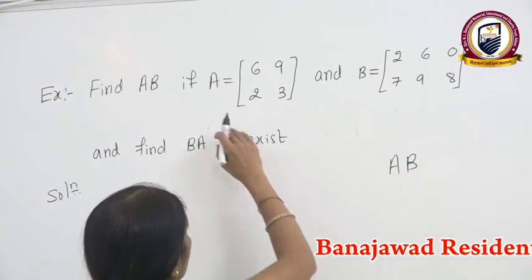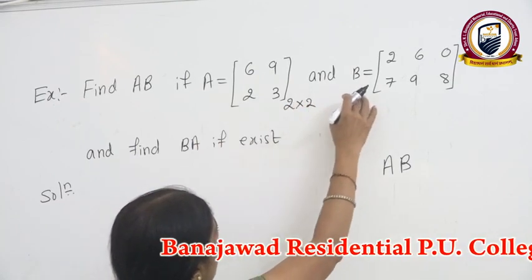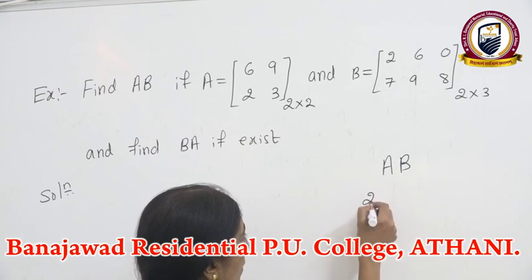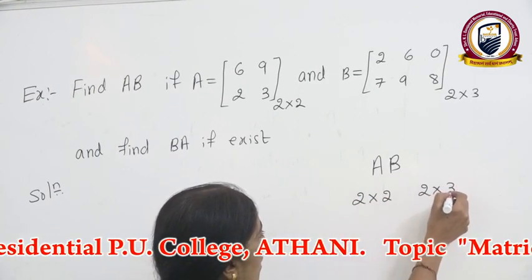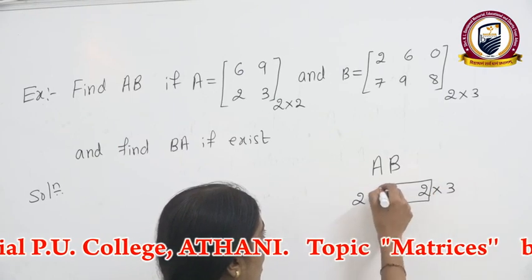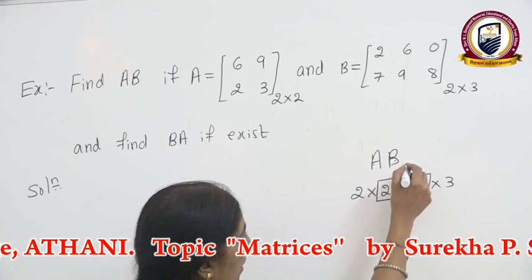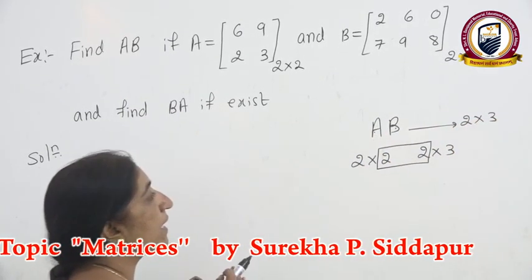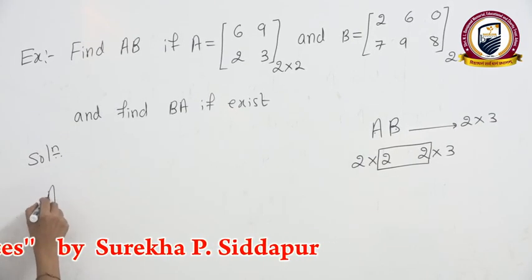See, what is the matrix? A has order 2 rows, 2 columns. B has 2 rows, 3 columns. Write down those values. This is 2 by 2 and B is 2 by 3. See these values, are they equal? Yes. Then what will be the order of AB? It has order 2 by 3. That means the matrix multiplication is possible. So write down A and B.